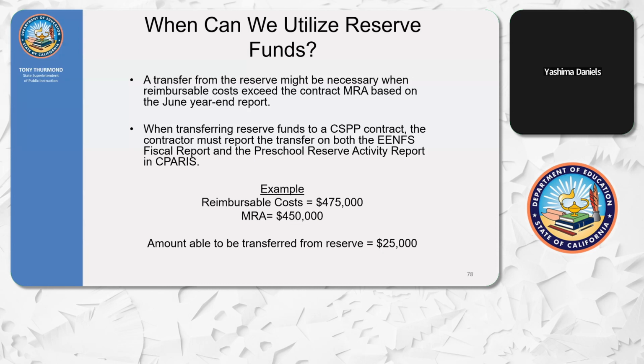Okay. So another common question our office receives is, when can an agency utilize these reserve funds? A transfer from the reserve might be necessary when reimbursable costs exceed the MRA on the June report. Also, when transferring funds from your reserve account to a preschool contract, your agency must report the transfer on the fiscal pages of the reports in CPPARIS, which I'll show examples of in the next upcoming slide. If you remember in the earlier slides, I talked about utilizing reserves for planned expenses. For this example, let's say the agency wants to use $25,000 to pay for a new outdoor play structure. So here we can see in this example that the reimbursable costs are $475,000. However, the MRA is only $450,000. So in this example, this agency would need to transfer $25,000 from the reserve account to their CSPP contract to cover those excess expenses.